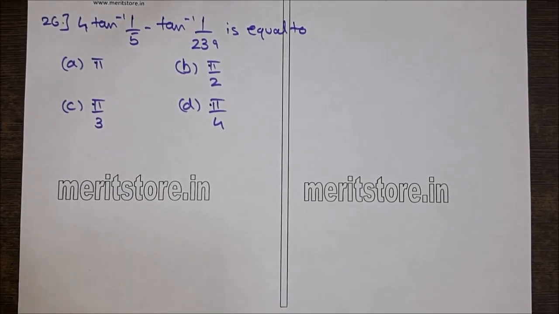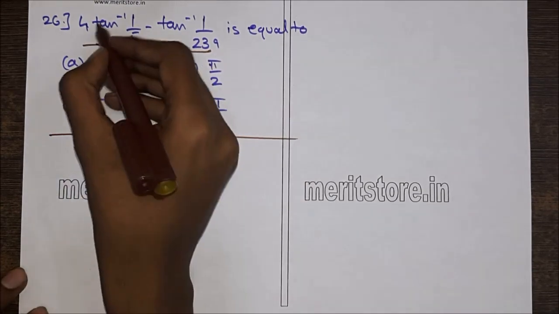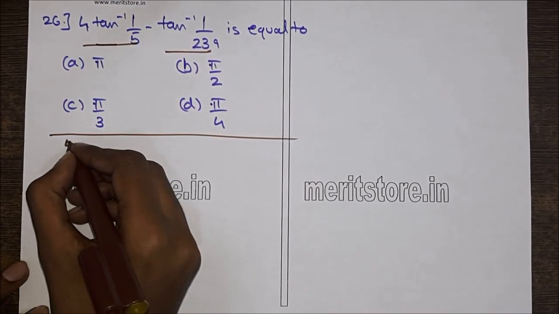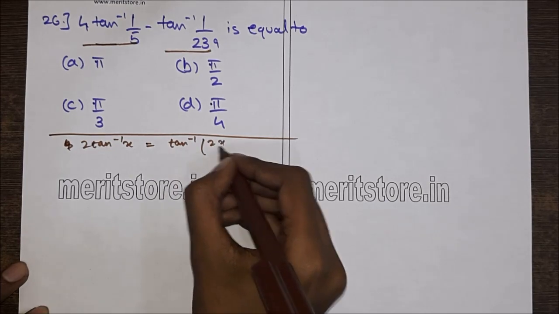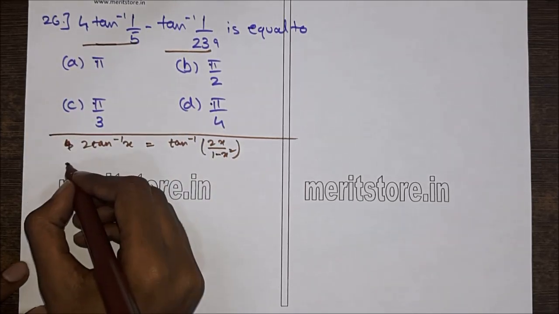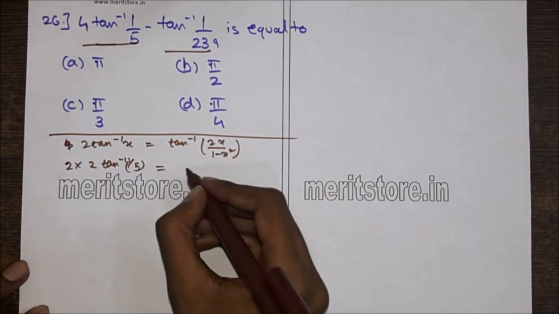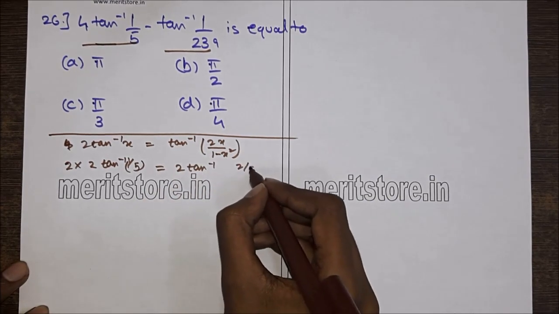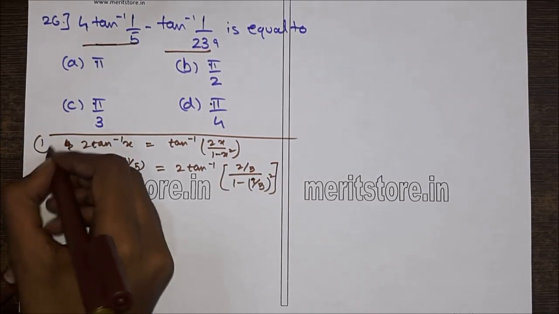4 tan inverse of 1 by 5 minus tan inverse of 1 by 239 is equal to A) pi, B) pi by 2, C) pi by 3 and D) pi by 4. Now we simplify each and every term. That is, we simplify 4 tan inverse of 1 by 5 first. So we know that 2 tan inverse of x is tan inverse of 2x upon 1 minus x square. So we apply this formula for this 4 tan inverse of 1 by 5. We can write this as 2 into 2 tan inverse of 1 by 5. That is 2 tan inverse of 2 by 5 upon 1 minus 1 by 5 square. That is, this is first term.